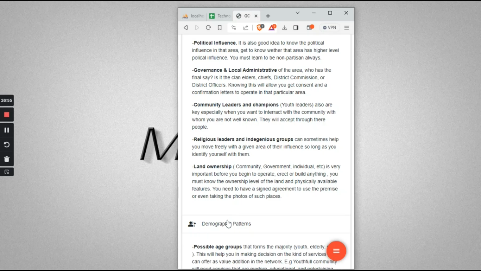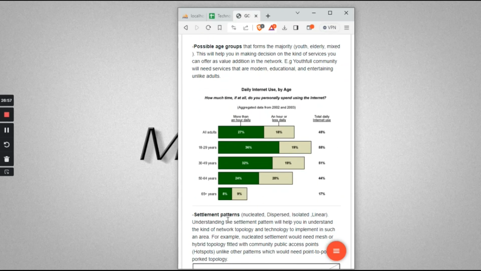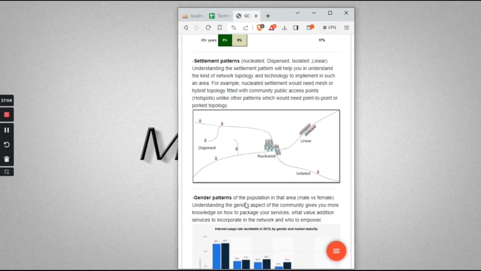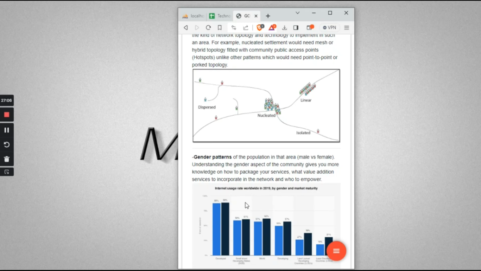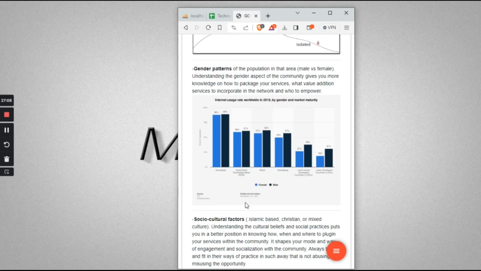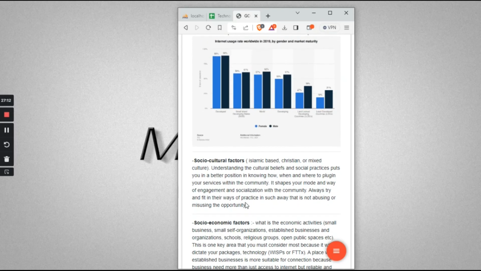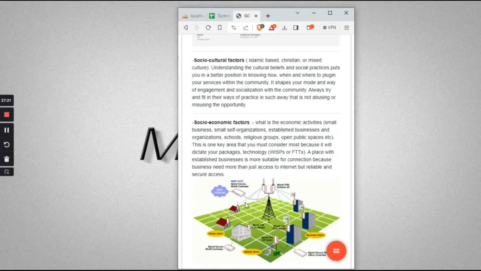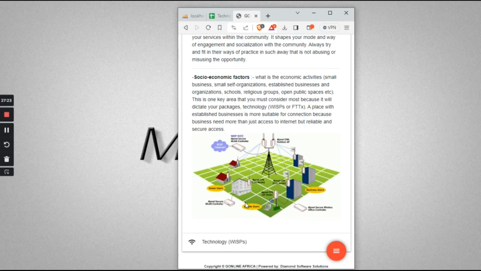and also look at the demographic pattern. What are the possible age groups? I've explained how the settlement patterns will affect your network. Is it sparse? Is it distributed? Gender patterns are very key because we need to know how to engage each. Then we use the social cultural factors. You need to understand the social heritage and social practices. And then the socio-economic factors, what do they do?